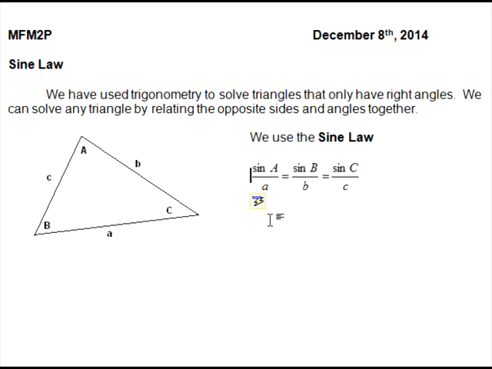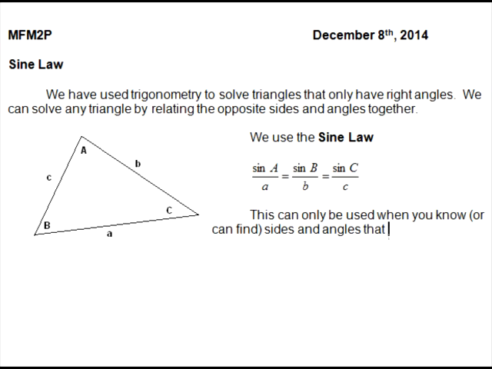This is similar to similar triangles. We're going to do a lot of cross multiplying today, so we'll just use our good algebra skills and be fine. This can only be used when you know or can find sides and angles that are opposite to each other. Take a second to copy that down. For the supply teacher, if you need to give them a moment to copy it down, feel free to pause it.